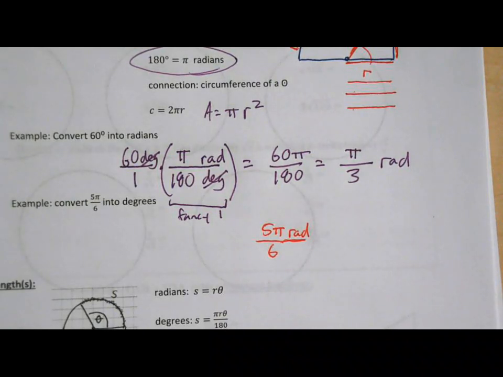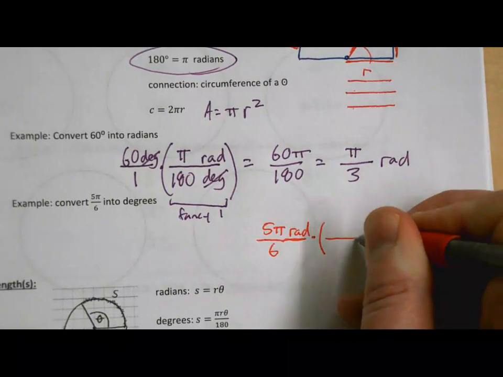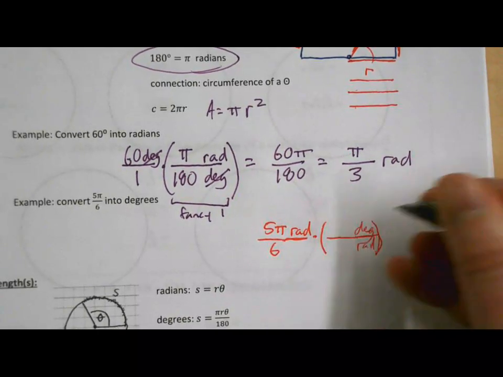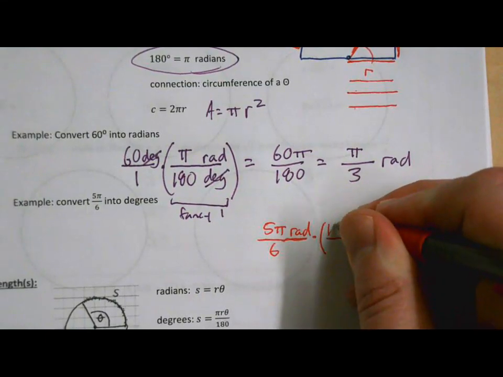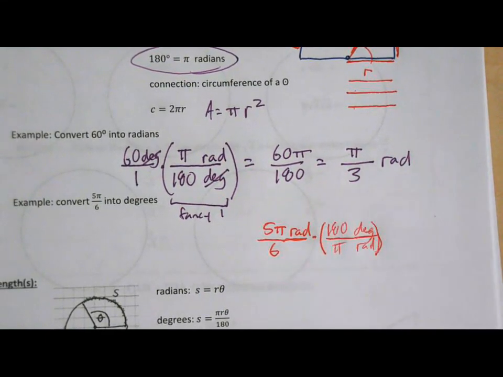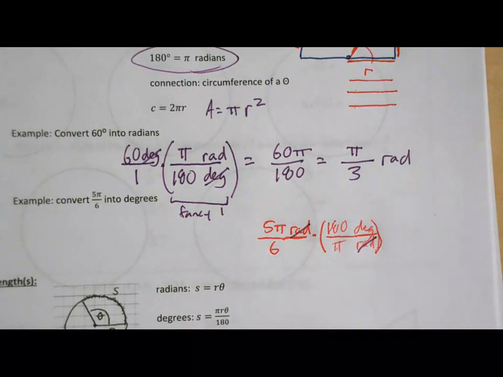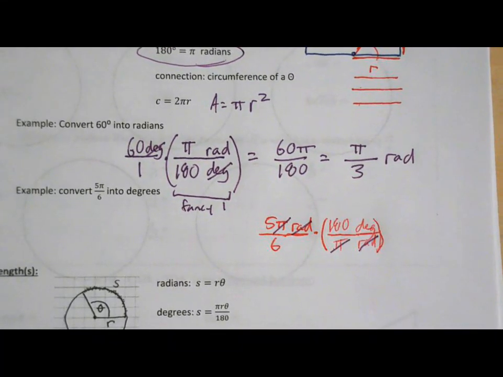And we'll multiply that by a fancy 1. We want to set up our fancy 1 so that it's going to cancel radians. So let's get radians in the bottom, degrees in the top. And how many degrees go into how many radians? Let's use 180 and pi again. And then the radians cancel, but that's not all. What else cancels? Pi's cancel also. Hooray! And then we just need to multiply that out and divide.